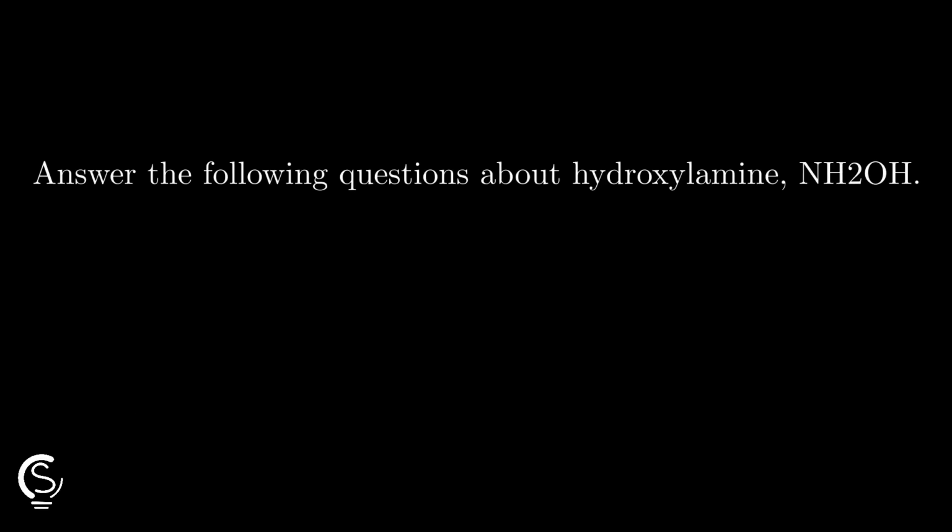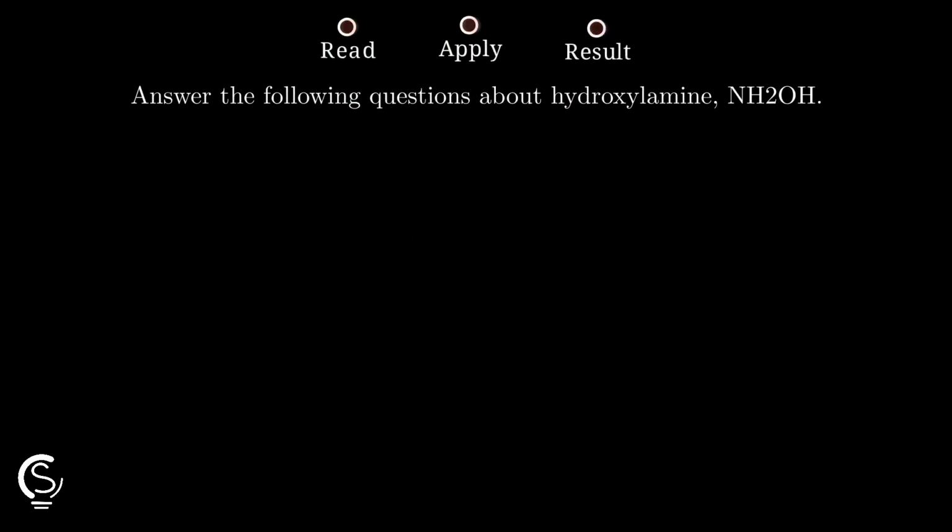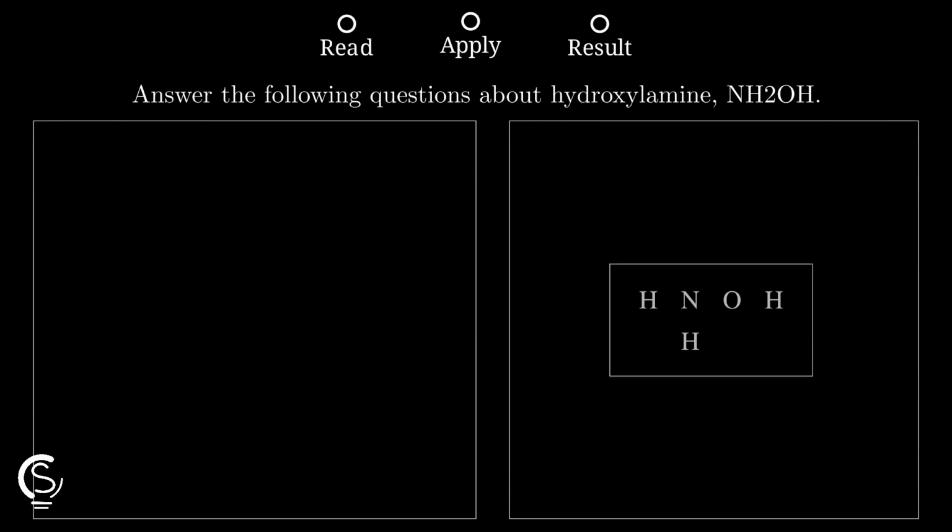Let's level up. Part A. The Lewis structure of NH2OH consists of nitrogen single bonded to 2 hydrogens and 1 oxygen, with oxygen bonded to a lone pair, and oxygen has 2.